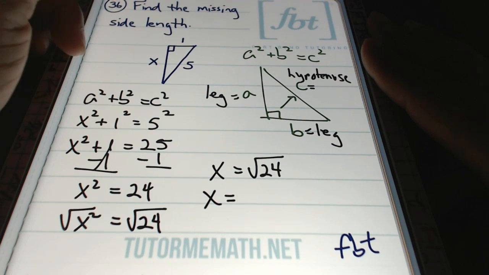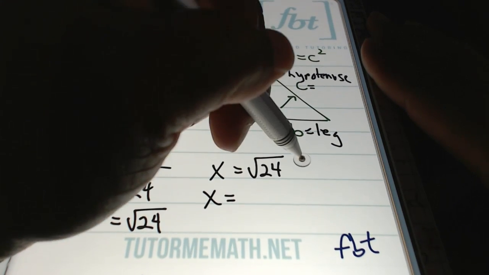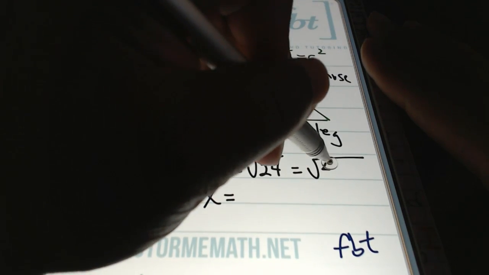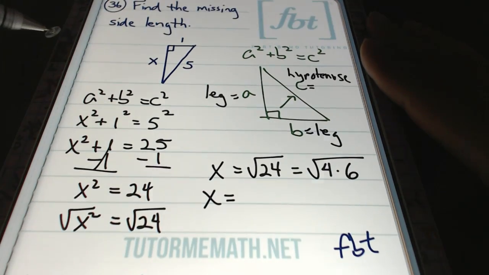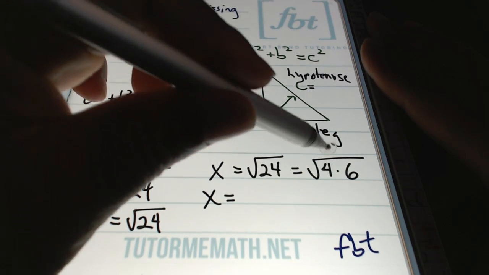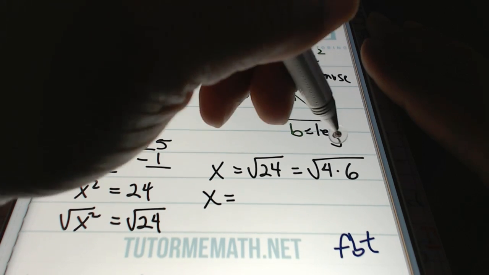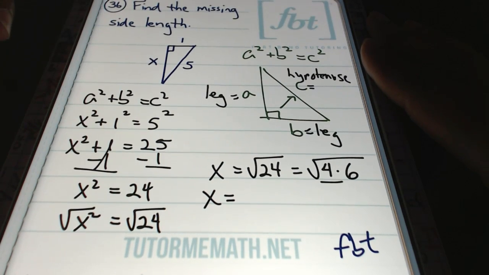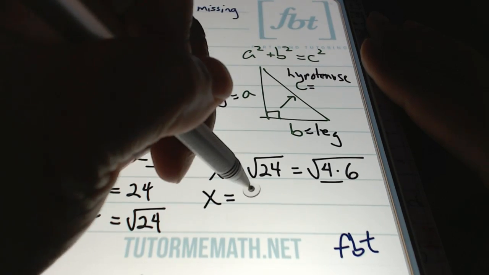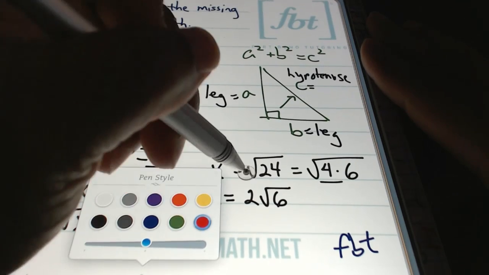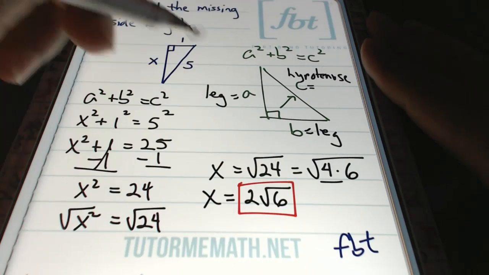That being the case, you'll need to simplify this by showing that the largest perfect square within 24 is 4. So we can break up that square root of 24 into the square root of 4 times 6, because 4 is the largest factor of 24 that is also a perfect square. Then take the square root of 4, and you'll get 2 times the square root of 6, and this is your answer simplified.